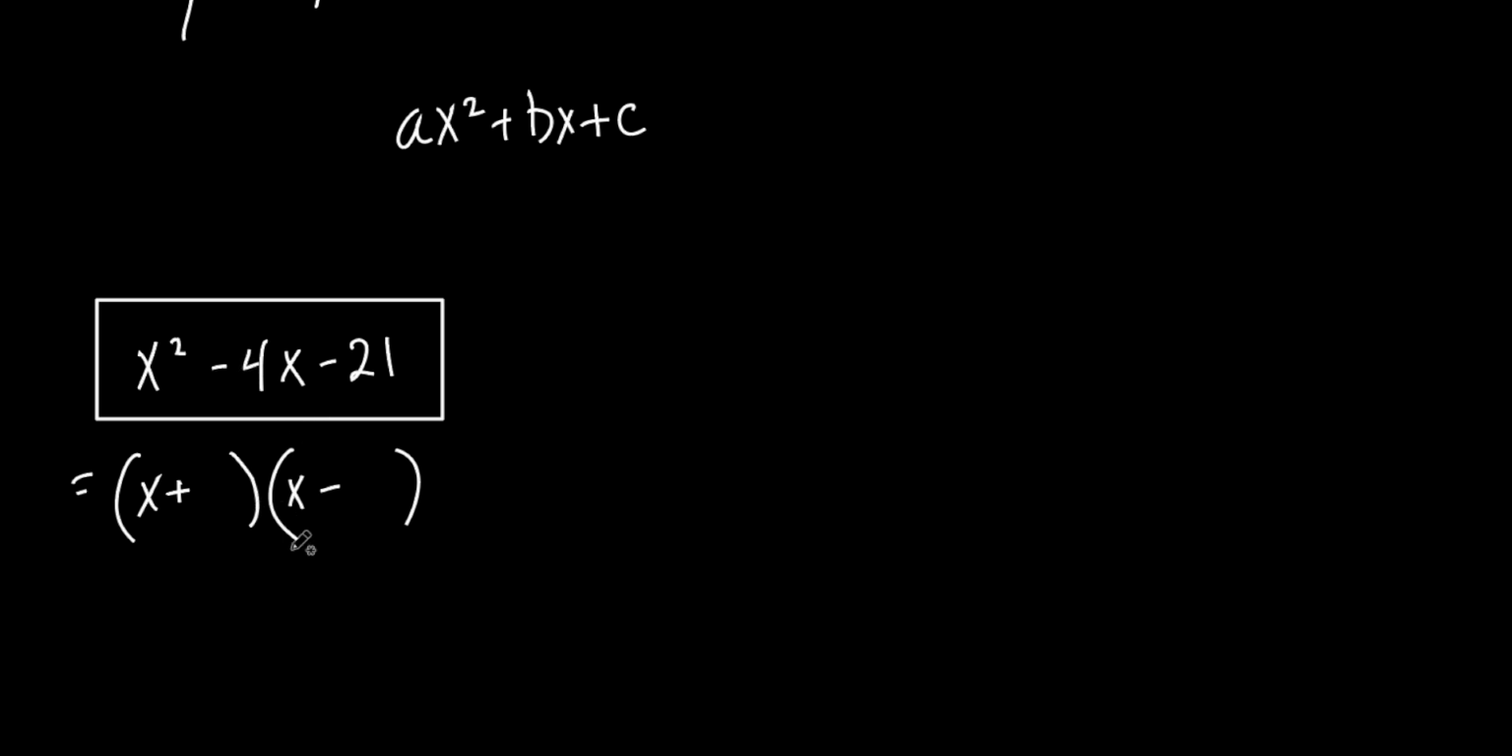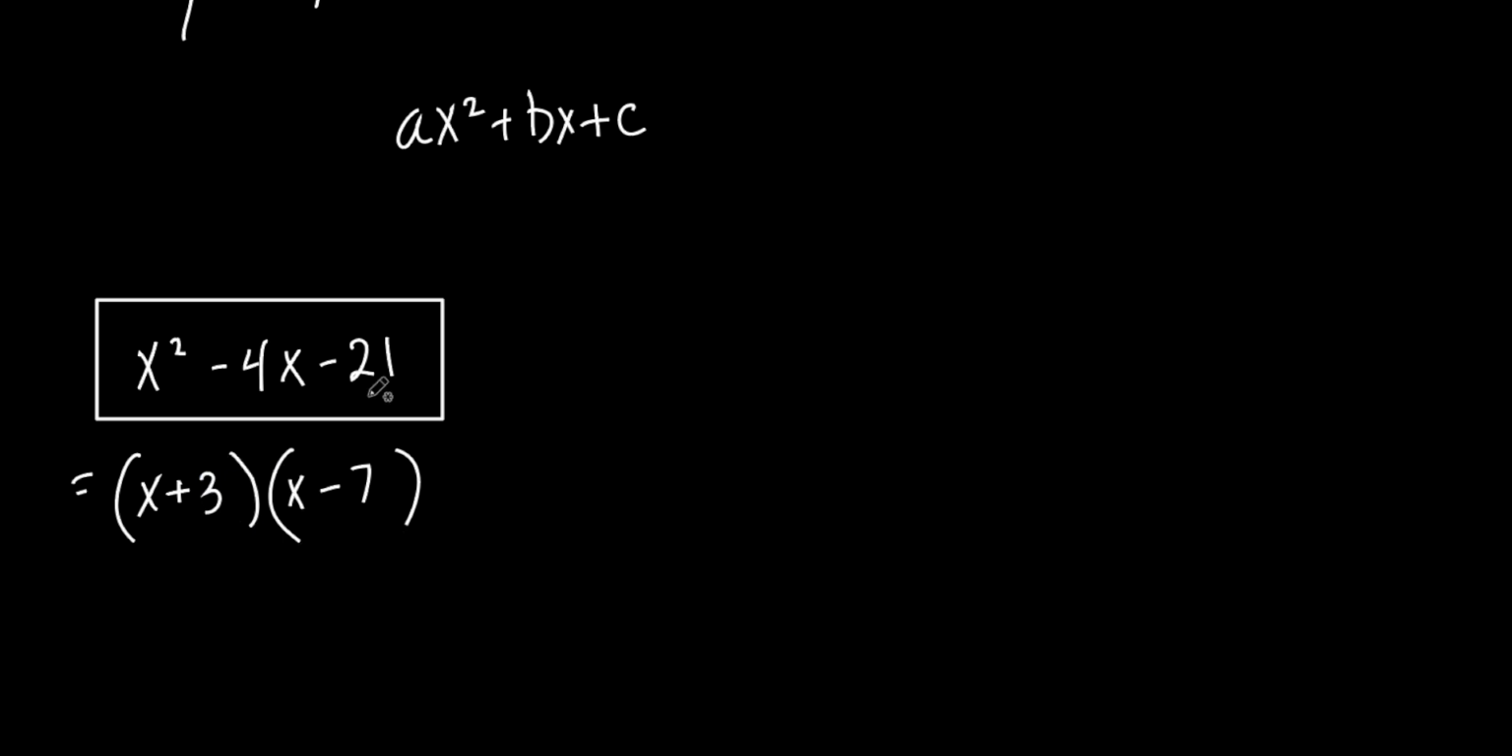So I got 7 and 3. Those are the numbers I'm using. Where do I put the 7? Do I put the 7 with the positive? No, because when I add them up, it has to add up to be what? A negative. So where's my 7 going to go? With the negative. And where's the 3 going to go? With the positive.